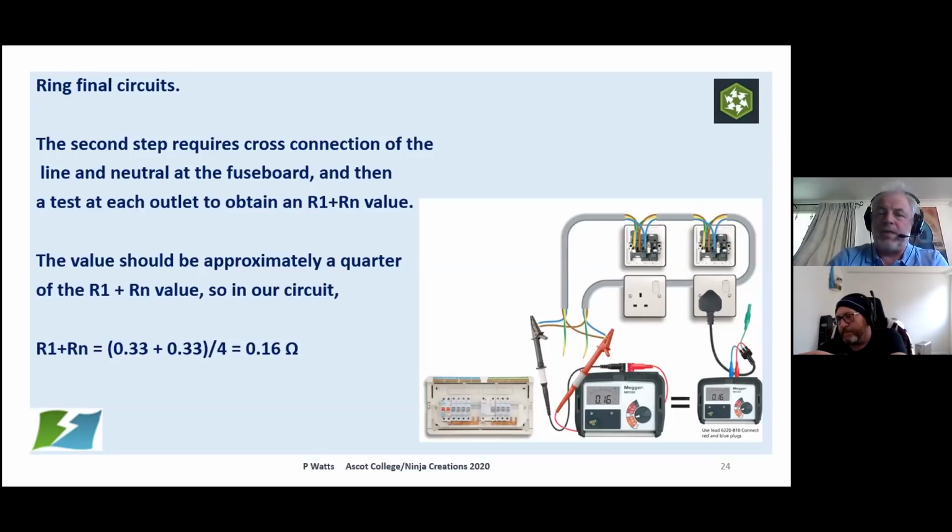One of the issues with this test is that if you look on your test sheets, the schedule of test results, there isn't normally a box for an R1+Rn test value. And so what we do find is that some people skip this test because there's no box for it. It's a very important test. It needs to be done, and we need to make sure that we record that. If necessary, put it in the comments column.